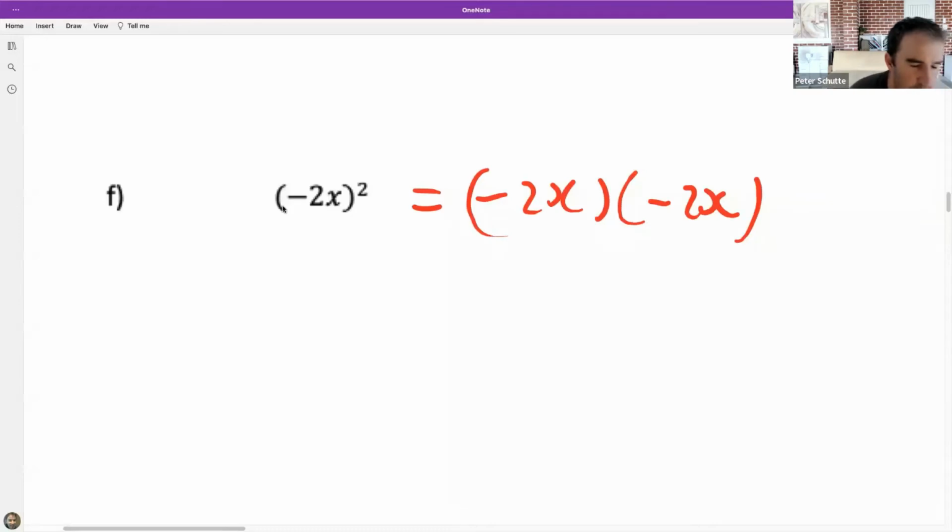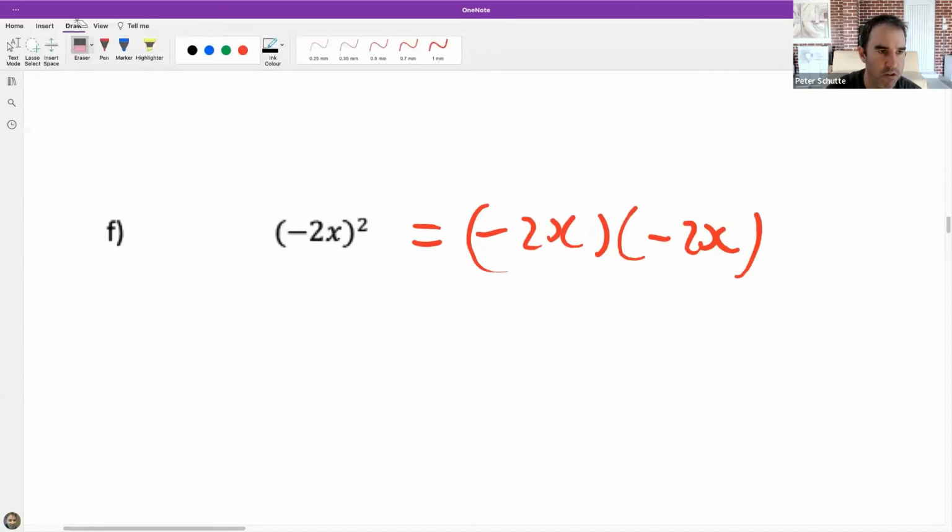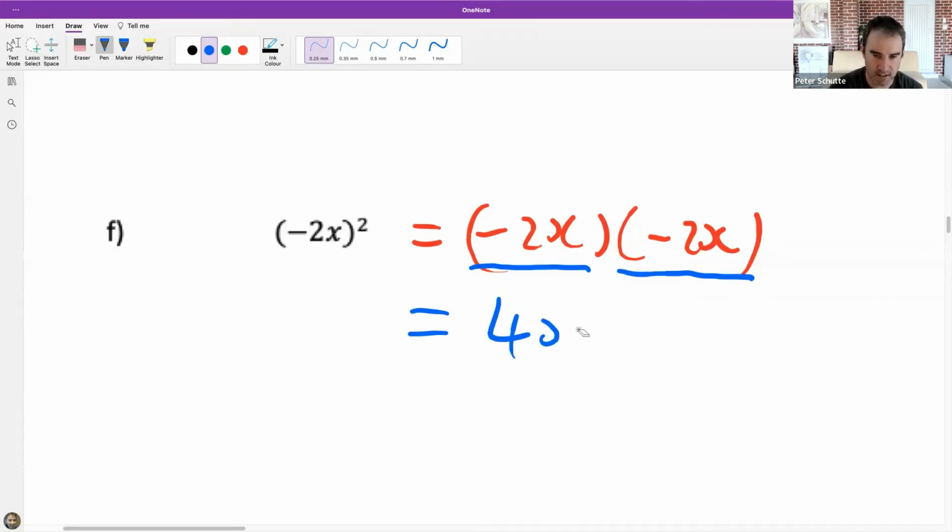Cassie, everyone's on the right track. The main thing I want to clarify is, what does this mean if we have a power of two outside? So whatever is inside the bracket must be repeated twice. That's what it means to have minus 2x in brackets squared. That's why when I wrote over here, you'll see minus 2x, then you'll see it again. Now, this is a multiplication. And so when we multiply minus 2 times minus 2, we get positive 4. And x times x gives us x squared.